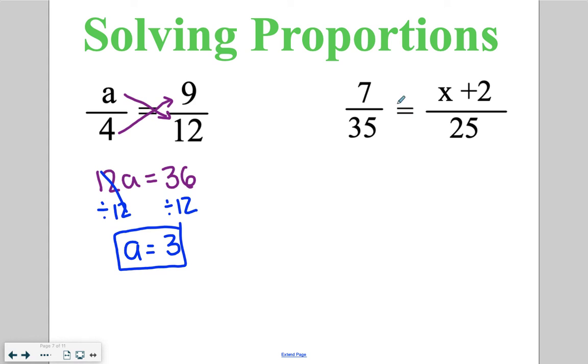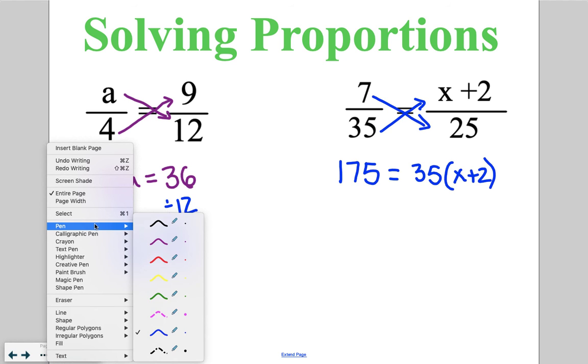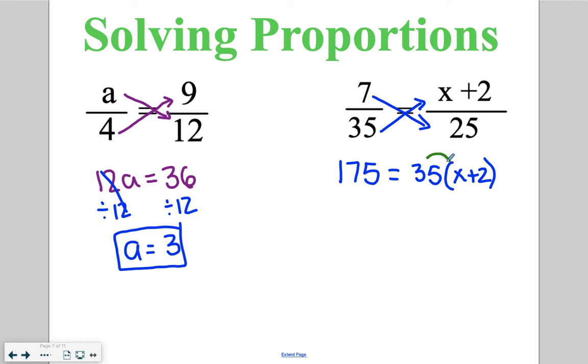This next one over here, again, using cross-product property, you're going to start with 7 times 25, which is going to give you 175. Then on this other side, we're doing 35 times the whole quantity, x plus 2. This goes back to what we learned about yesterday, and we're going to need the distributive property to help us simplify this. So the 175 stays the same on that left side. Then we've got 35x plus 70 after we distribute.